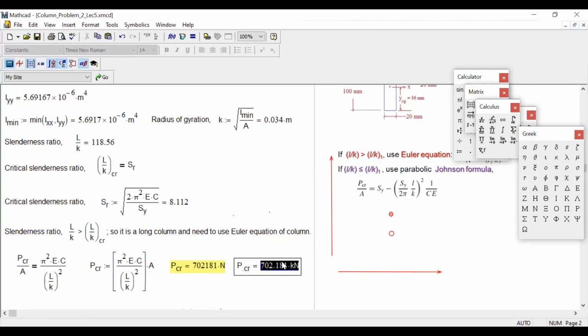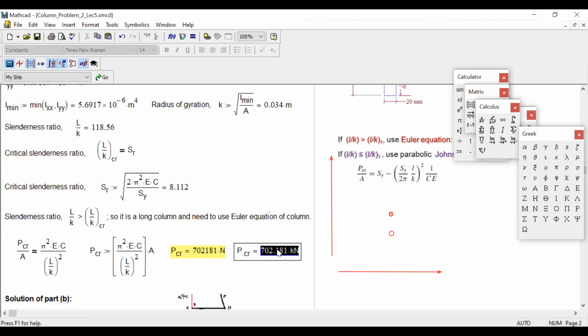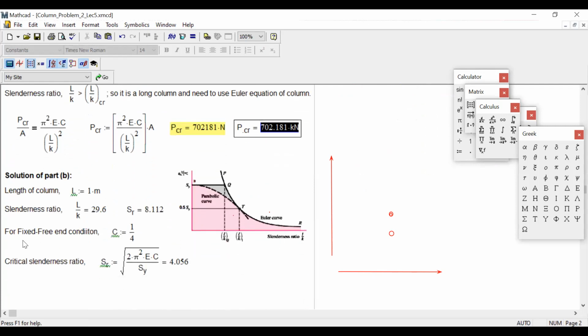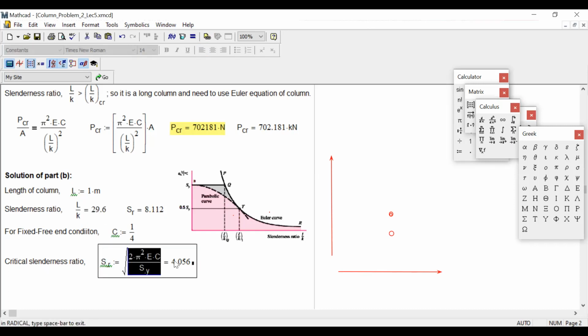Okay. Now the second part will be the same problem, but they're saying end condition one end free, one end fixed. That means fixed-free end condition. So C value equal to 1 by 4. And the length of the column is 1 meter. So what do you need to do? You need to figure out the slenderness ratio again. So your L by rho is 29, and critical slenderness ratio is coming 4.